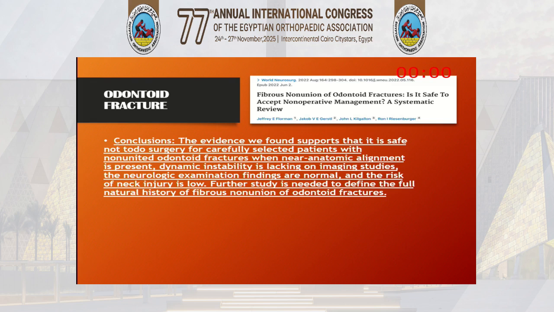Fibrous non-union of odontoid fracture: is it safe to accept non-operative management? A systematic review concluded that you can accept the non-union of a type 2 odontoid fracture, provided that it is dynamically stable, it has fibrous union, and there is no risk of other trauma.